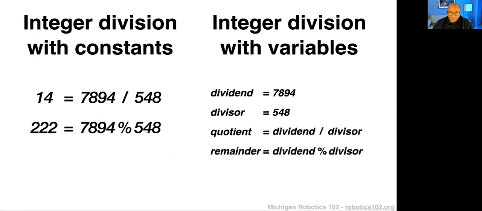And so we should note that when we started, we were doing integer division with constants. So we picked these numbers and then we applied them and then we generated constants. But what we just showed is that we can do integer division with variables. So we don't have to necessarily care what specific dividend or divisor we have. Once they're given to us, then we can just run through our steps and we can produce the quotient and the remainder. And so this gets to the notion of variables that we could use in C++.